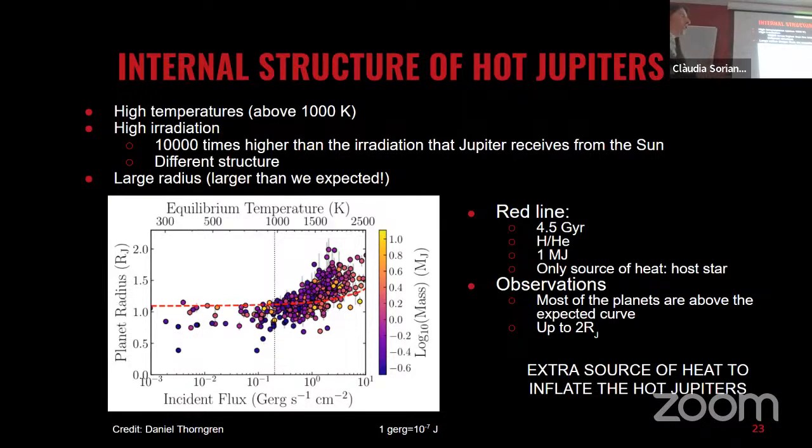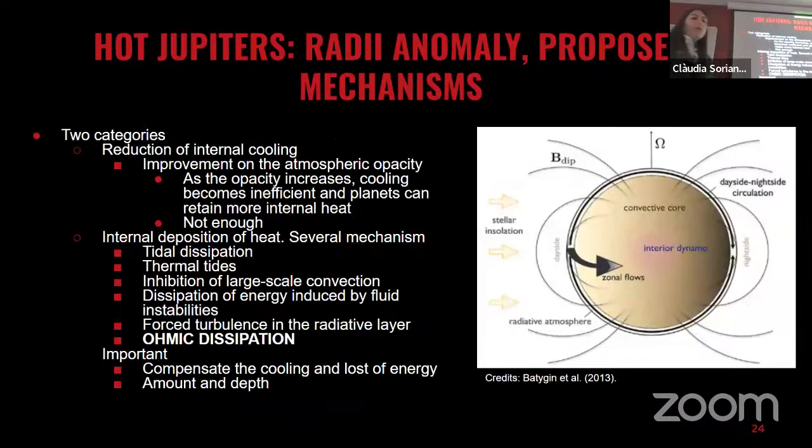We are studying one of the possible mechanisms that could answer this question. Although we are just studying one of the mechanisms, there are tens of mechanisms which can be classified in two different groups. The first group consists of a reduction of the internal cooling. So at the beginning, the planet is hotter. If we improve the opacity of the planet, we will not lose as much energy. So this energy could be used to inflate the planet.